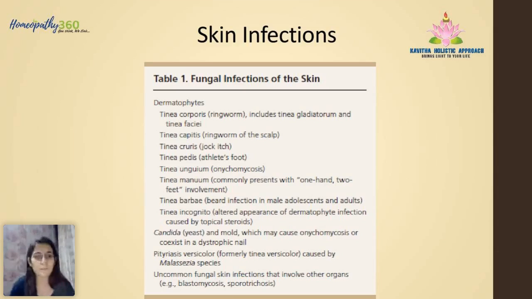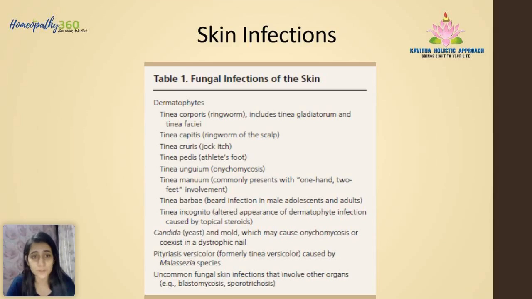So as you all know, there are many fungal infections of skin which we face and come across. For example, Tinea corporis, which we call ringworm, and which occurs as Tinea faciei or Tinea gladiatorum. Also, we come across Tinea capitis, that is the ringworm of scalp. Then Tinea cruris, which is a jock itch, which we come across in the groin region, and then Tinea pedis, that occurs in athletes commonly. That is also known as athlete's foot.